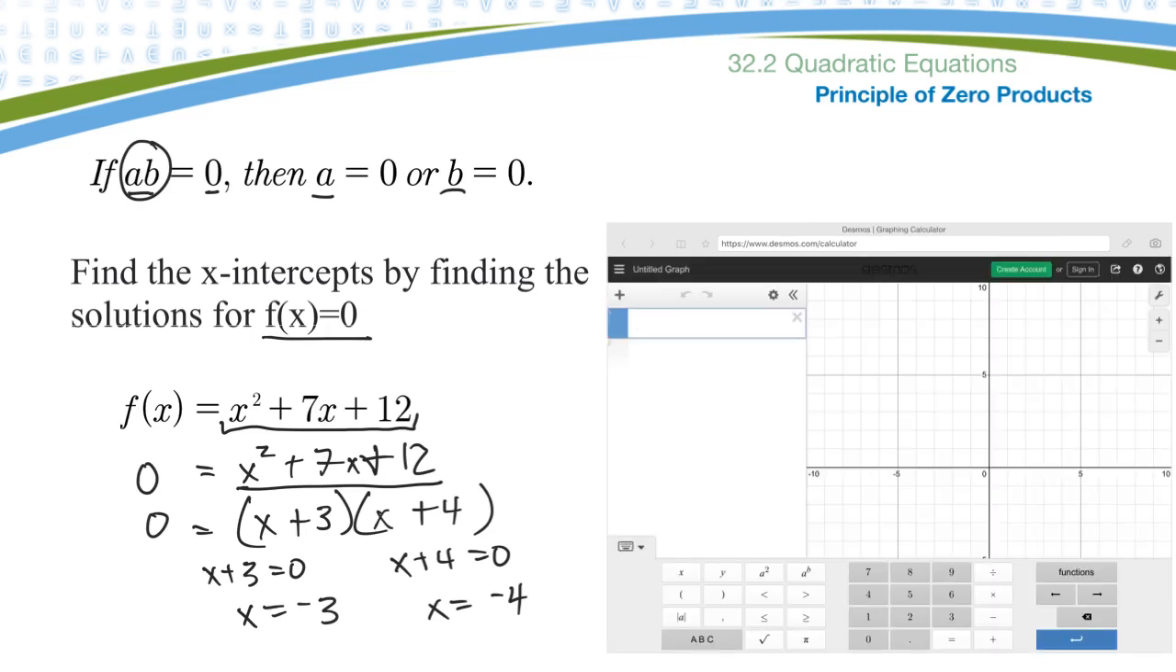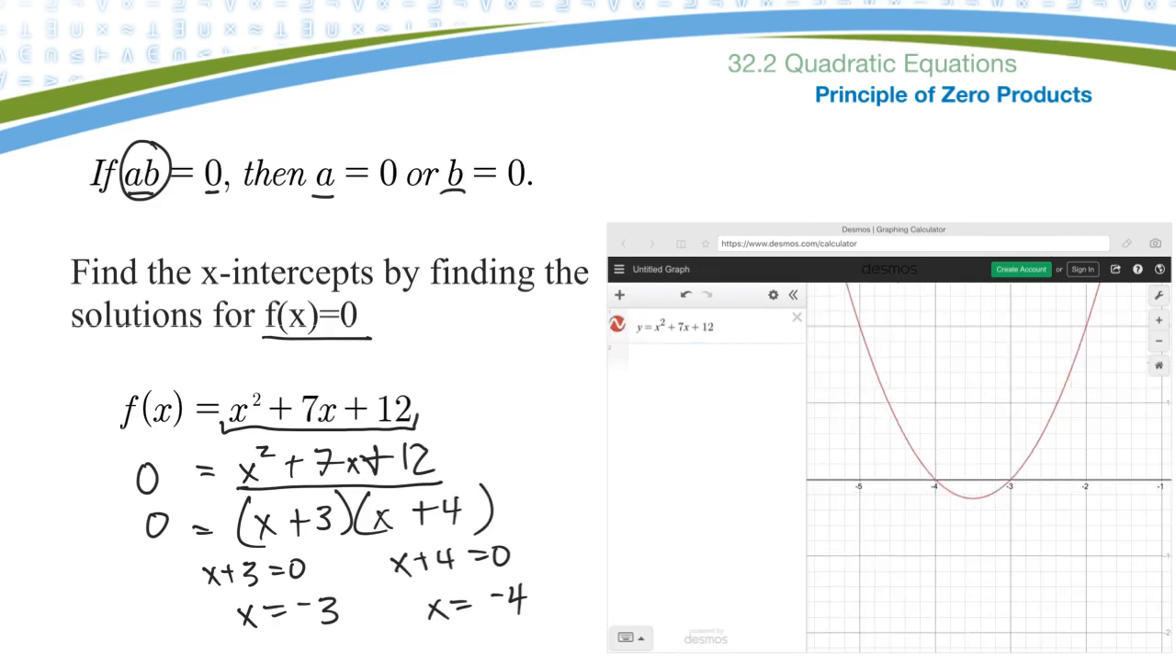So I'm going to do y equals, I think you can do 0 equals too, but I'm going to do y. y is equal to x squared plus 7x plus 12. Let me zoom in. You can zoom in on that if you just take two fingers and zoom. And sure enough, the places where it crosses are at -3 and -4, and that's what we got over there. Why don't you try one?